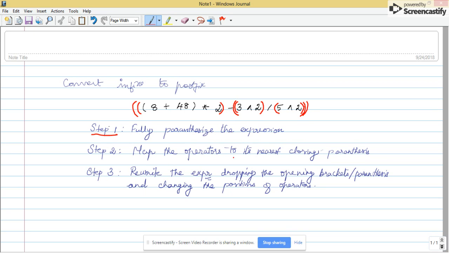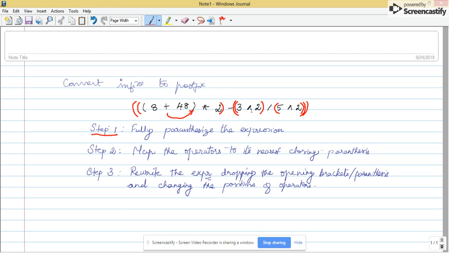And now the next step is to map the operators to its nearest closing parenthesis. So in order to do it right, at every point of time what we have to do is consider the sub expression that is there in the innermost part of the expression. If you just look into this expression, the inner sub expressions are 8 plus 48, then 3 power 2 and 5 power 2. So now considering this 8 plus 48, moving from left to right, I try to map this plus to its nearest closing bracket. So I show you how we do this. This plus gets mapped to this closing bracket which occurs first when we read from left to right.